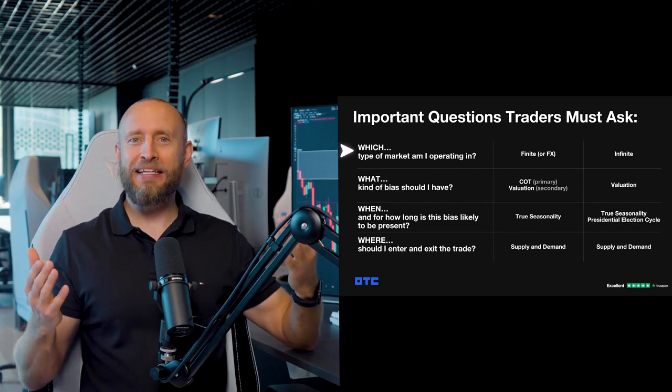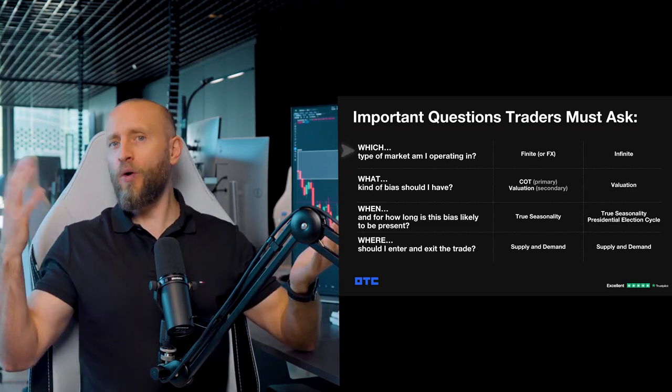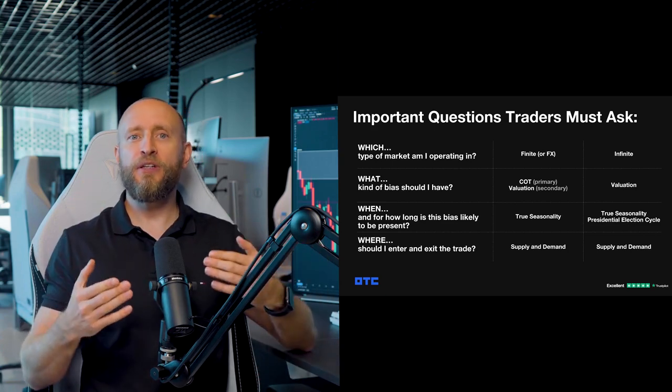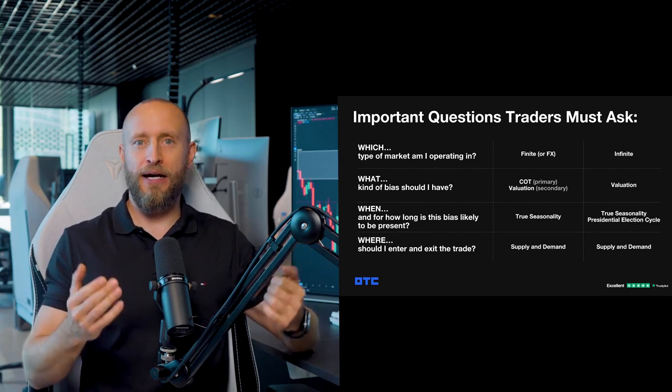Which type of market am I operating in? Finite or infinite? This is the first and most fundamental question because it determines the characteristics of the market. In finite markets, like commodities, supply is limited and price often reacts to changes in positioning and valuation. In infinite markets, like stocks, most cryptocurrencies and indices, supply is effectively unlimited and price is influenced more by macroeconomic forces and sentiment. Identifying the market type lays the groundwork for the tools we use.